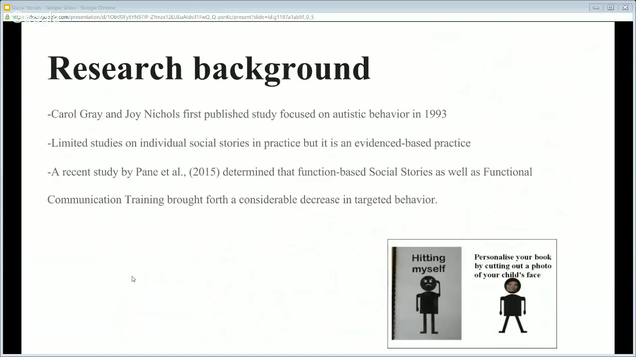So as recently as 2015, Payne and his colleagues determined that function-based social stories as well as functional communication training together did bring forth a considerable decrease in the behavior. So going back to what we had just said, he combined social stories with another intervention and found that it helped reduce the problem behavior.